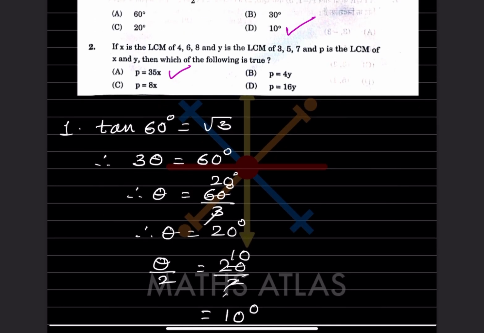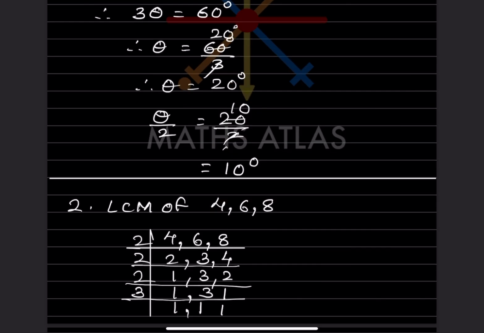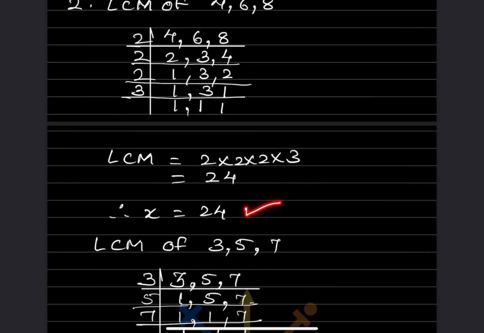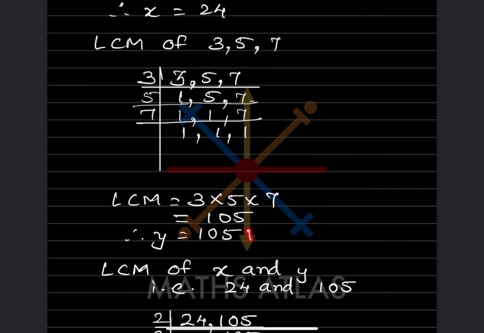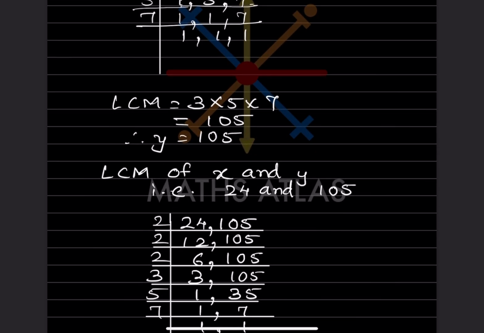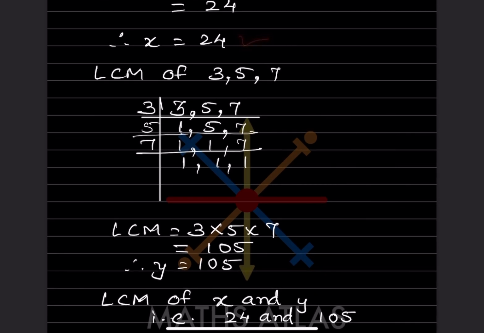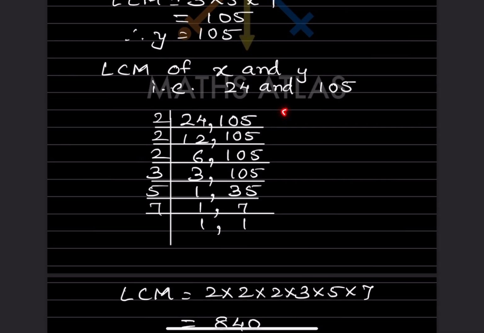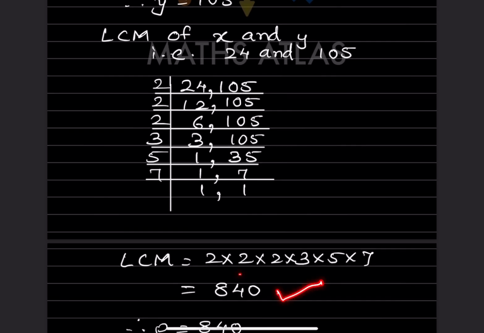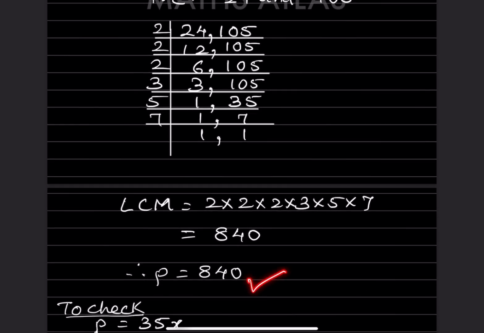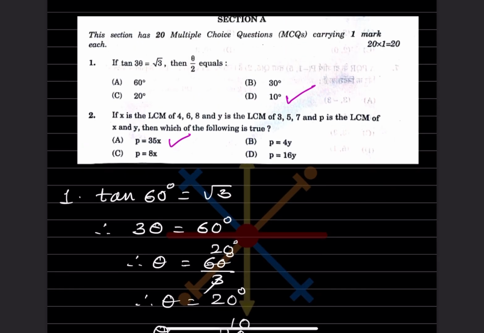The next step is p is the LCM of x and y. You got the value of x as 24, y is going to be 105. So for the LCM of x and y, you are going to take the LCM of 24 and 105. After doing this we get LCM as 840. So P is 840. Now what we have to do further? We have to see which of the following is true.